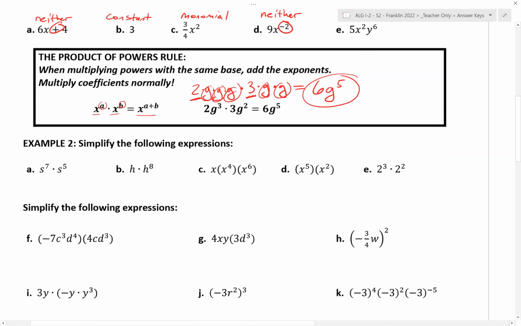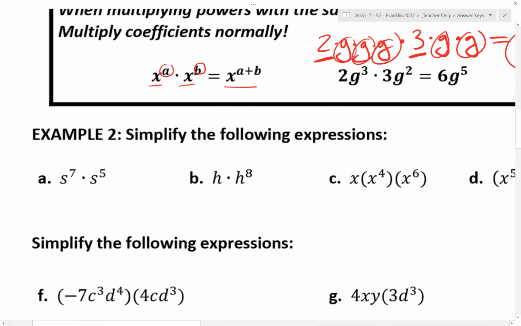So let's practice. We're going to simplify here. S to the 7 times S to the 5th. Well, 7 plus 5, that's S to the 12th.